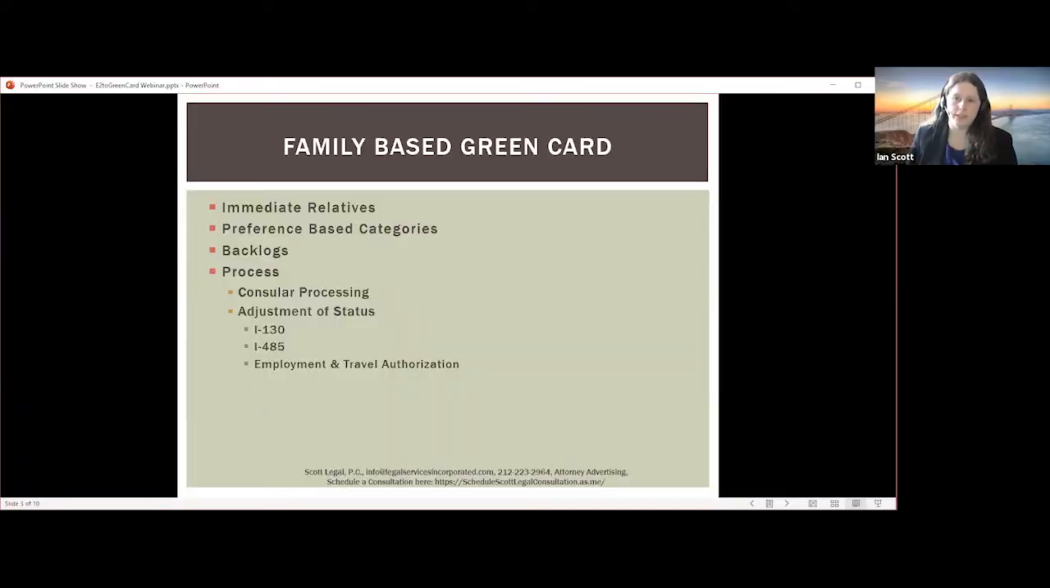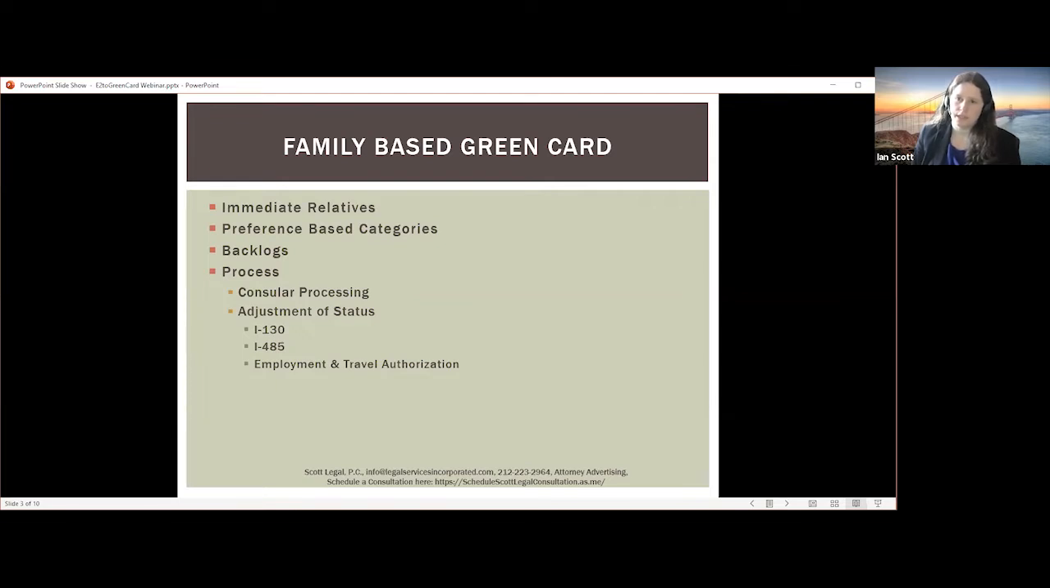In these preference categories, you may have some backlogs. It's important to check the visa bulletin, which is updated each month, to determine whether a visa is available in your category. If a visa is not available, your family member can still file the immigrant petition, but you could not file for the green card until your priority date becomes current. Once a visa is available to you, the process is either through consular processing or adjustment of status.